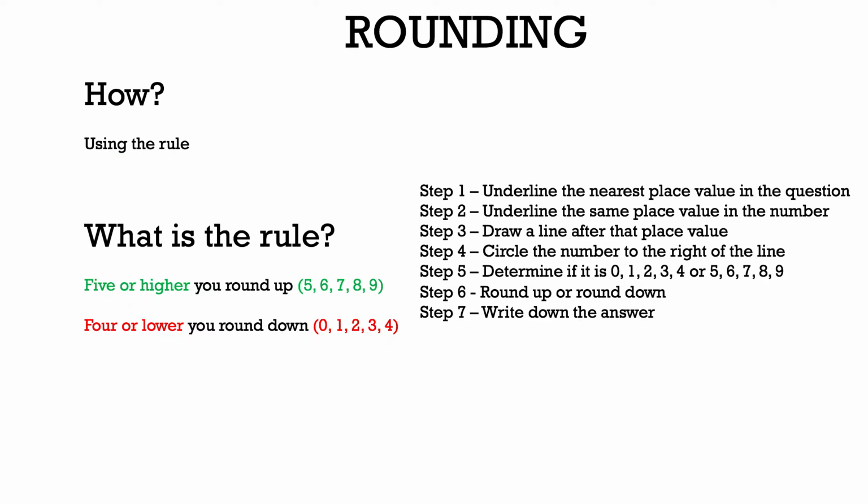Okay, how are we going to do it? Using the rule. What is the rule? 5 or higher, you round up. 4 or lower, you round down. And if you follow these 7 steps, you will be golden. So let's go over them.